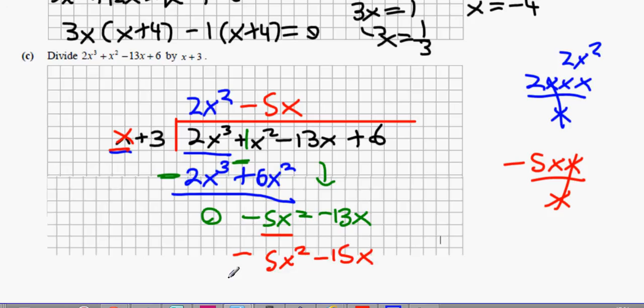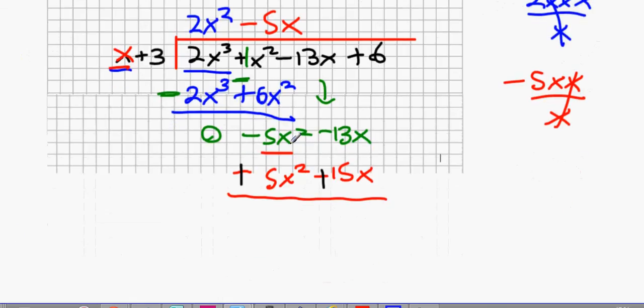We're going to take them away from each other. Take them away, you got to change the signs. So what we get here is 5 minus 5x squared plus 5x squared is 0. Minus 13x plus 15x is plus 2x. We then bring down the 6. Okay. And then 2x plus 6 divided by x plus 3.